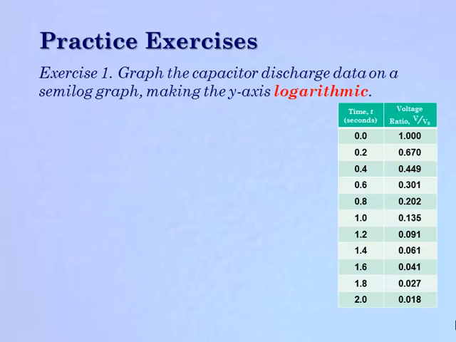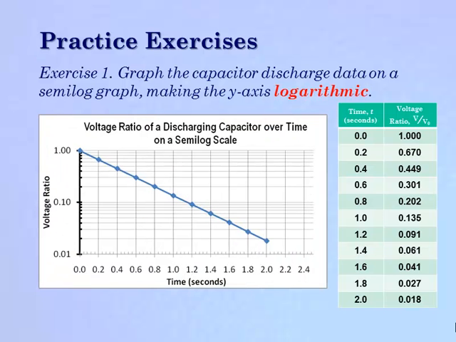So let's look at the data in the capacitor of the electric circuit that's discharging, just like the one that we saw in this example. And we're going to graph the data on a semilog graph, making the y-axis logarithmic. What scale should we use for the x-axis? Well, the x-axis will be time, so we'll just use a linear scale with divisions running from 0 out to at least 2.0. And divisions of about 0.2 should do very nicely here.